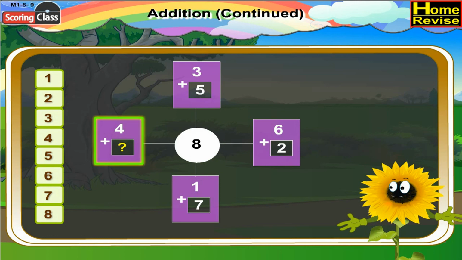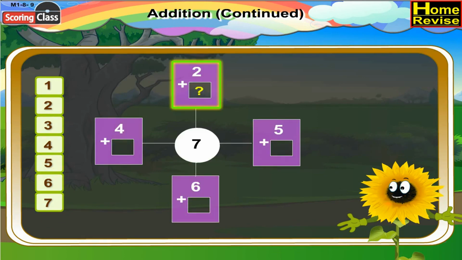What should be added to 4 to get 8? If we start the counting, it would be 5, 6, 7, 8, which means 4 should be added to 4 to get 8. So 4 plus 4 is equal to 8.